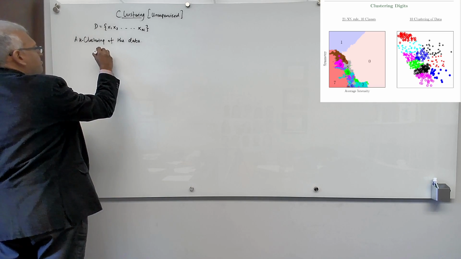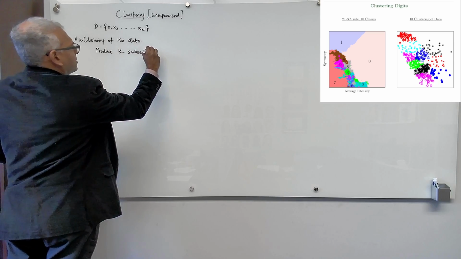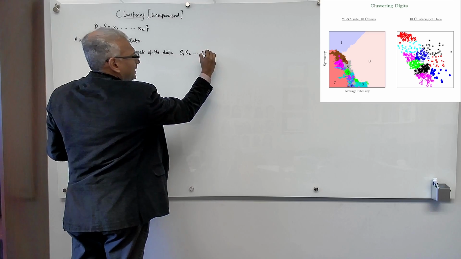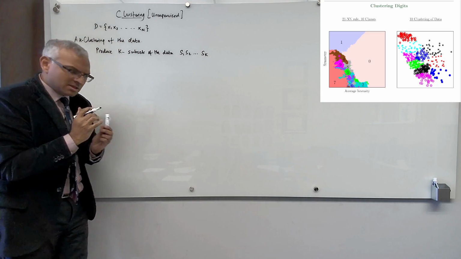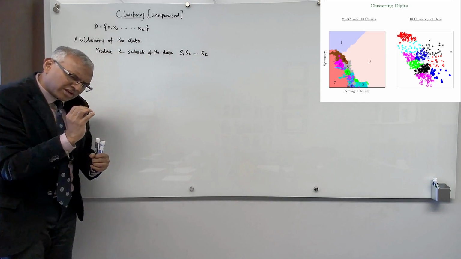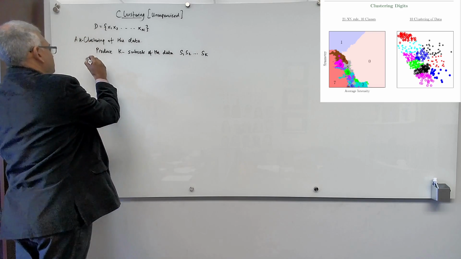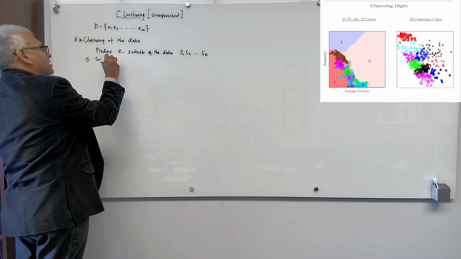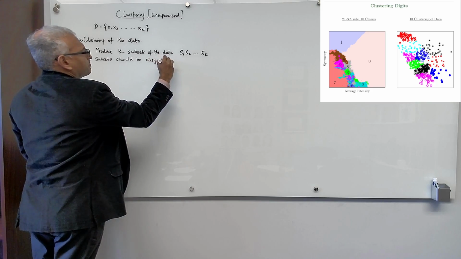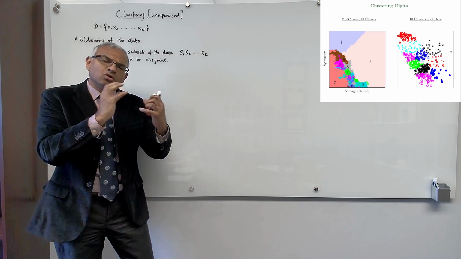Okay. Produce K subsets of the data. Let's call them S1, S2, up to Sk. Okay, so you've produced K subsets of the data. And now I want to tell you what those subsets should satisfy. Okay, and so we're going to simplify the problem. Okay, so first, the subsets should be non-overlapping. So the subsets should be disjoint. Okay, so it's much easier to formulate the problem when you're looking for non-overlapping clusters.